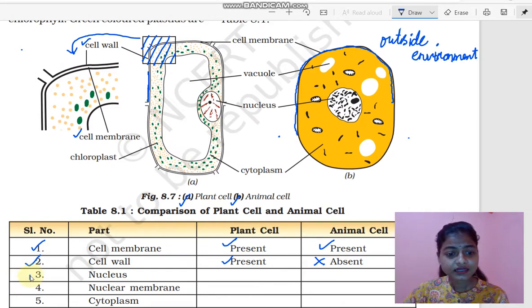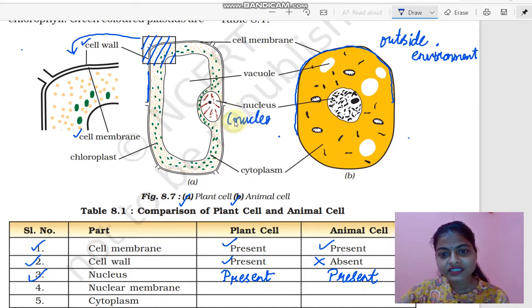Now next is nucleus. Nucleus is the most important part of the cell. So we can write here, nucleus is present in both the cells. The plant cell also has the nucleus, as well as the animal cell. So it is present in both the cells. And what is the function of nucleus? It contains nuclear material, like DNA and RNA. This nuclear material transfers information from one generation to the next generation by means of genes.